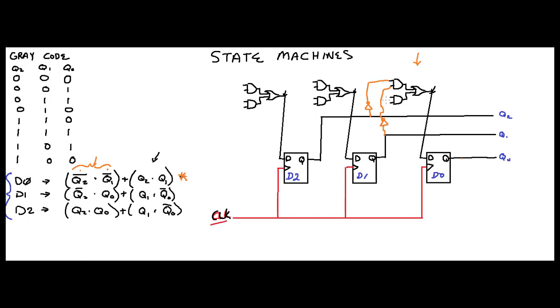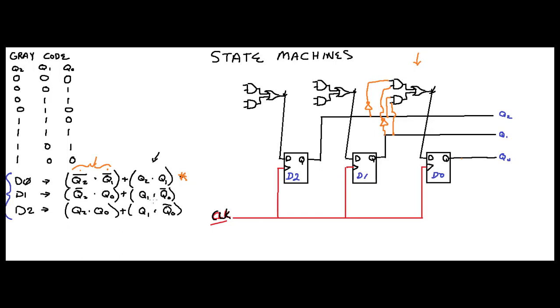Well, Q2 and Q1. There we go. So it looks like that one's all wired up, right? Let's do D1 next, shall we?